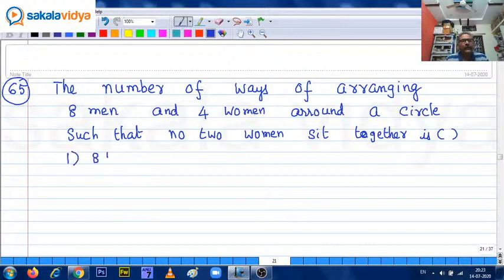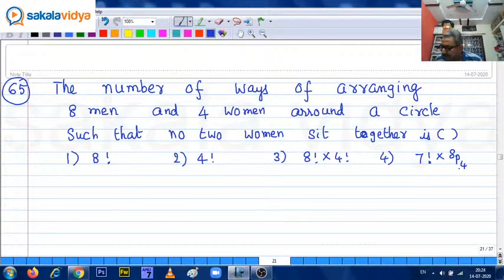First of all 8 factorial, second one is 4 factorial, third one is 8 factorial times 4 factorial, fourth one is 7 factorial times 8p4. Oh, wonderful, wonderful. Prasanna, Vinila. Right. Vaibhav, Vamshi Krishna. Wonderful, wonderful.